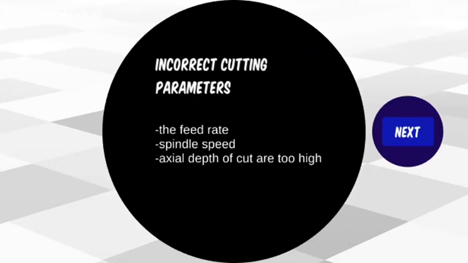Our first defect is incorrect cutting parameters. If the cutting parameters, such as feed rate, spindle speed, or axial depth of cut, are too high, the surface of the workpiece will be rougher than desired and may contain scratch marks. Also, a larger depth of cut may result in vibration of the cutter and cause inaccuracy in the cut. So let's continue with another defect.